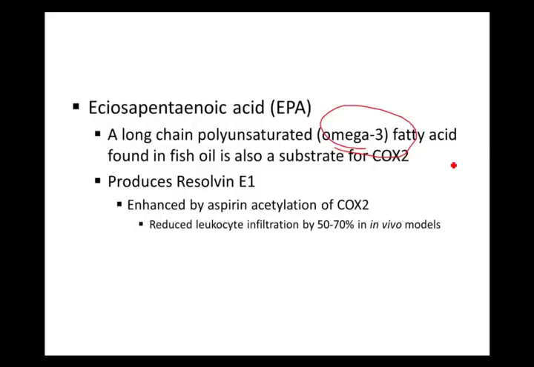And there's another mechanism that I don't want to get into at this point, but resolvin E1 has been shown to be enhanced by aspirin acetylation of the COX-2 enzyme. And in vivo models, it's been shown to dramatically reduce leukocyte infiltration. So here aspirin is acting as an immune suppressant, right? If you reduce immune cell infiltration, it's acting as a classic immunosuppressant. So there's all these mechanisms that are coming out of the woodwork with this very, very old and very simple drug. Okay? So it's pretty interesting.